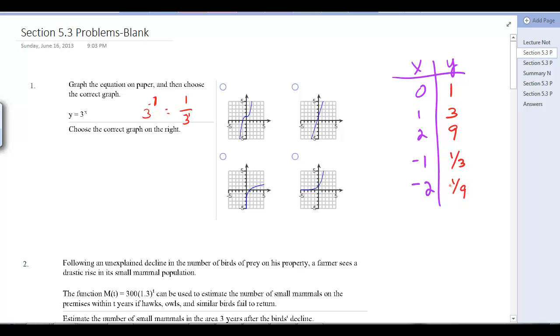So if we were going to graph those, we'd plot 0 and 1, and 1 and 3, and 2, somewhere way up here would be 9. Negative 1 would be here at 1/3, and negative 2 would be 1/9. We'd be getting really close. We're never going to touch that x-axis. So you could do that by hand. You could also put it in your calculator, but it's really nice to understand how you come up with these values.